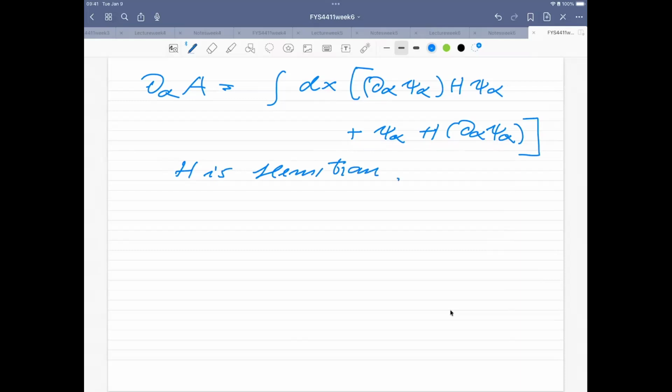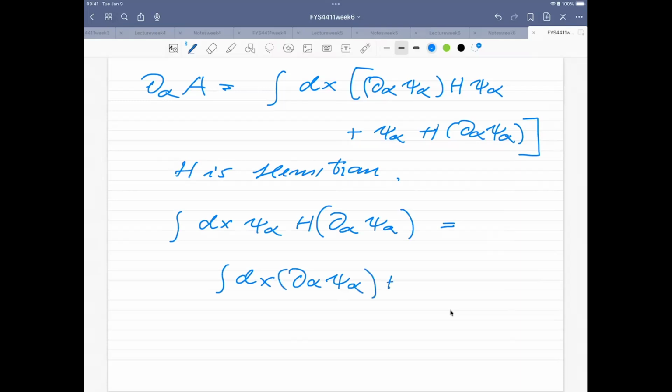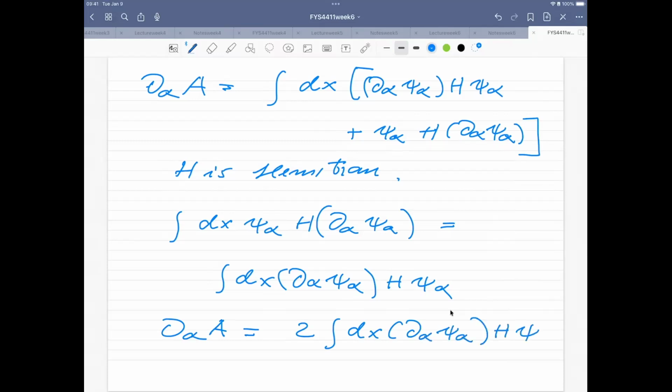And that means that if I look at this integral which you have here, and you've probably gone through these kind of calculations when you took a course in quantum mechanics, then what we have is psi alpha times H times d alpha of psi alpha. This quantity is actually equal to the integral dx of d alpha of psi alpha times H times psi alpha. And that means that this quantity d alpha of A is actually equal to 2 times the integral dx. And then I can write it like d alpha of psi of alpha, times H acting on psi of alpha.